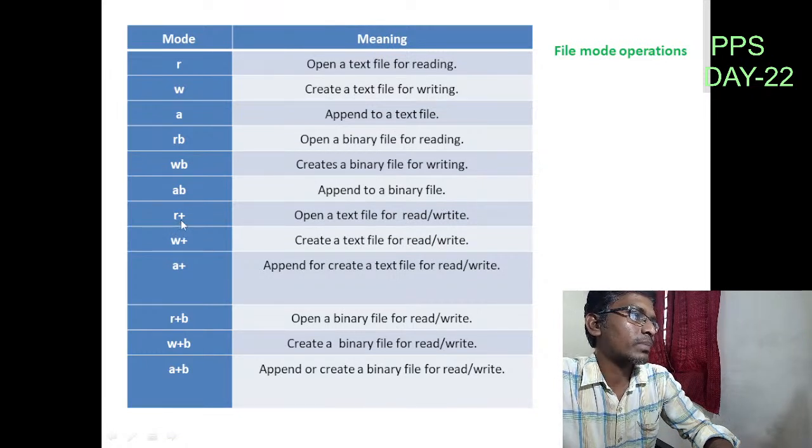r+ means open a text file for read or write operation, w+ creates a text file for read or write operation, and a+ appends to or creates a text file for read or write operation. r+b opens a binary file for read or write operation, w+b creates a binary file for read or write operation, and a+b appends to or creates a binary file for read or write operations. These are the different mode operations used when opening, creating or appending a text file. You have to use them according to your requirements.